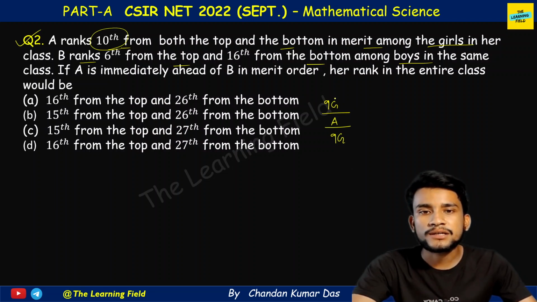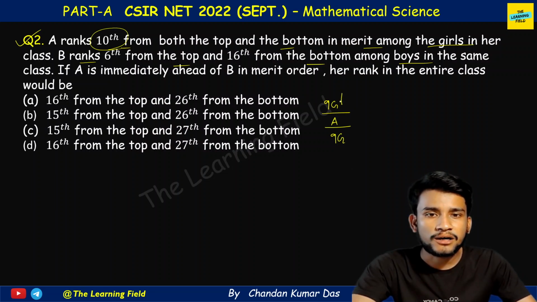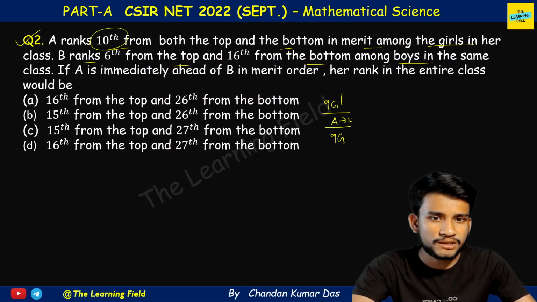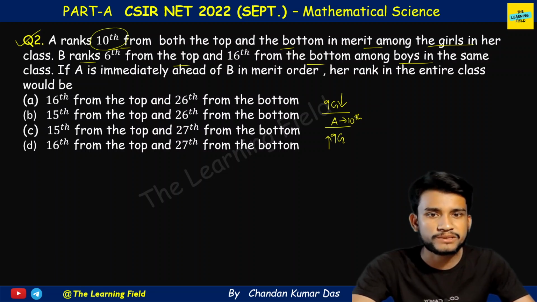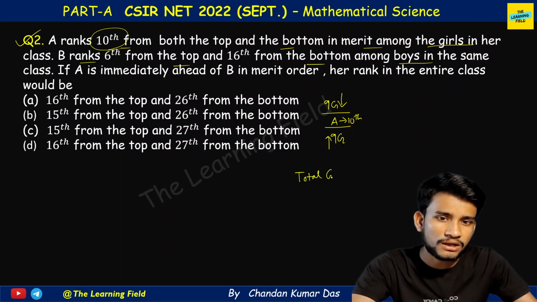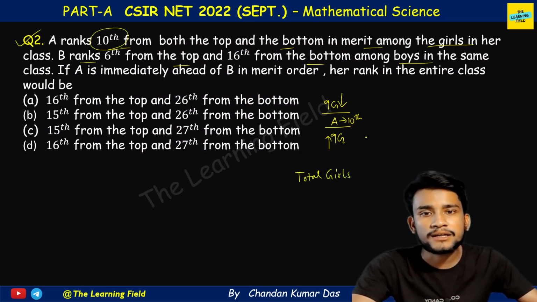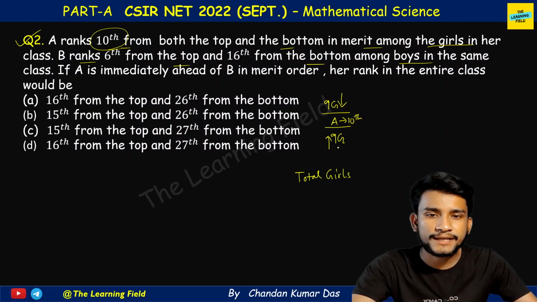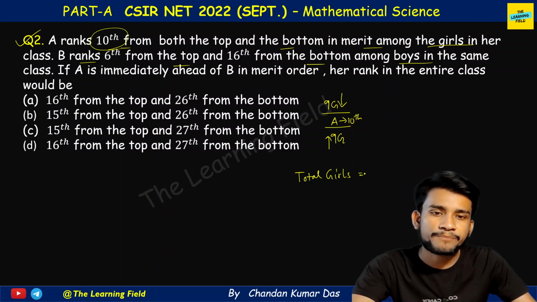Because A ranks 10th from both the top side and the bottom side of the class. Therefore, the total number of girls in the class is what? 9 plus 9 plus A. So 9 plus 9 is 18, and A means the total is 19 girls in the class.